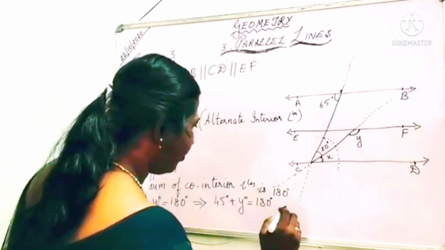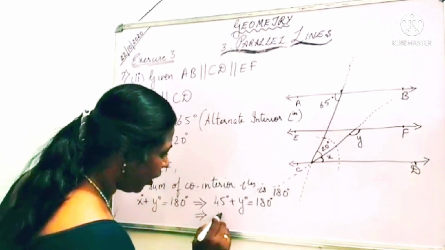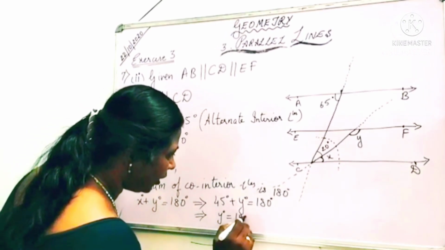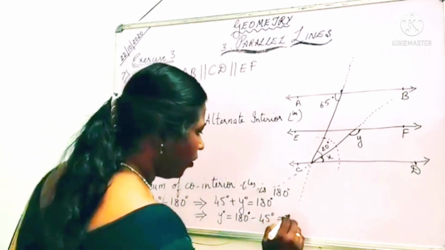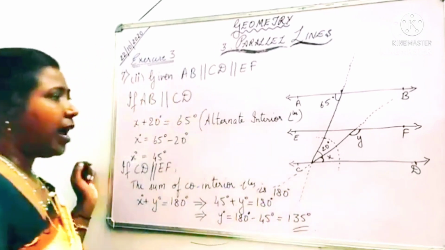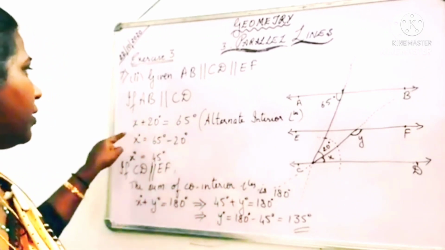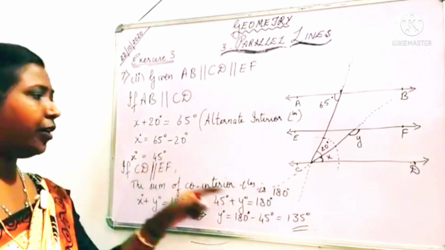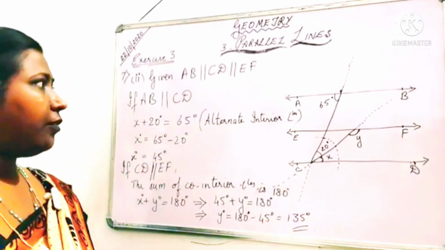We are getting, implies y degree is equal to 180 degree minus 45 degree, we will get 135 degree. Is that clear? So the angles are, now at the last you can write, therefore the angles x is equal to 45 degree and y is equal to 135 degree. Understood? Again I will explain you.